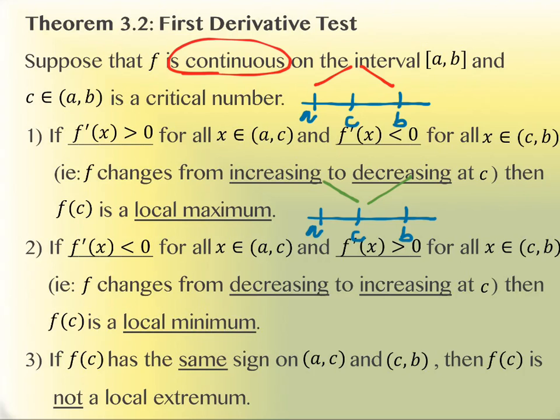So what happens if you are decreasing and then you are increasing? You've got a local minimum. So this C right here is a local minimum. Up here it was a maximum.